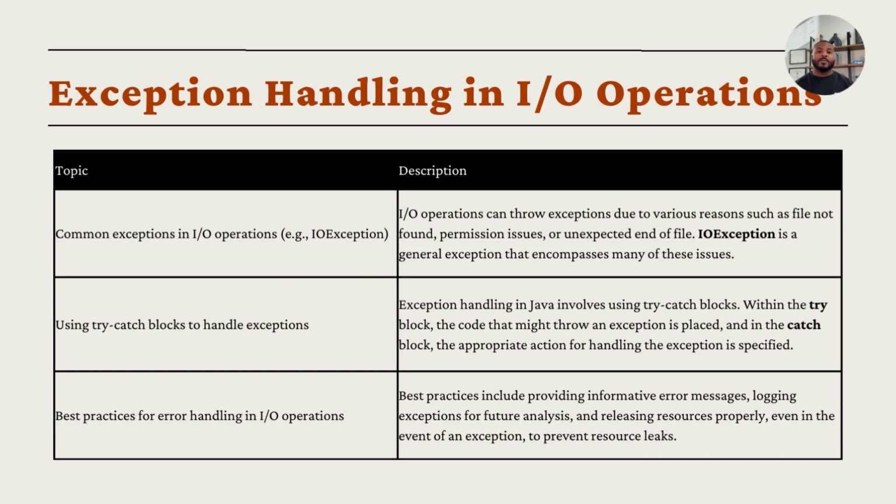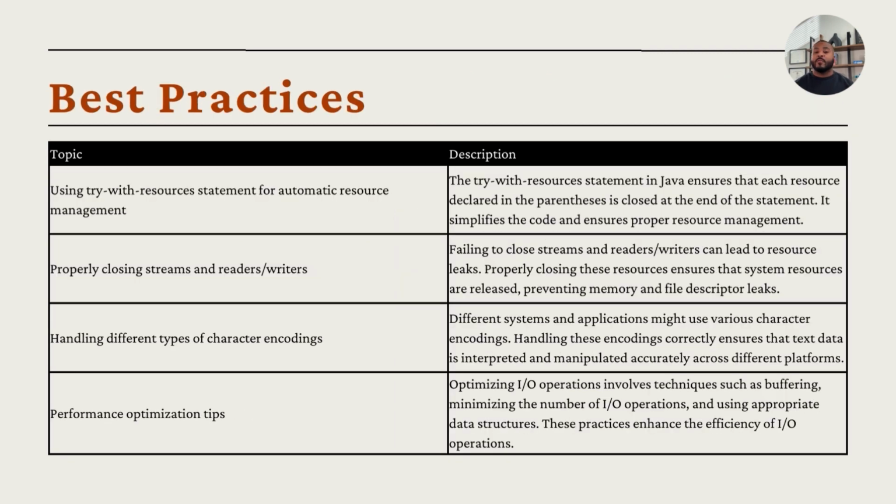So, properly releasing resources such as closing streams and files, even in the presence of exceptions, is vital to prevent resource leaks, ensuring the efficient use of system resources. I wanted to create a full slide on best practices. So, first, the try with resources statement is a powerful tool for automatic resource management. By using this statement, developers can ensure that streams and other resources are automatically closed at the end of a statement, which simplifies the code and eliminates the risk of resource leaks.